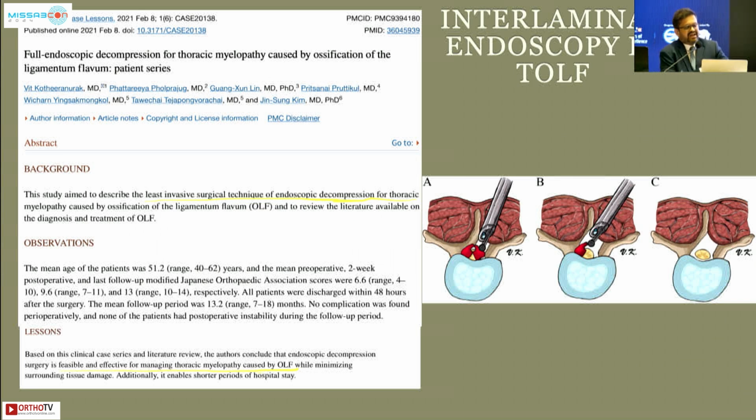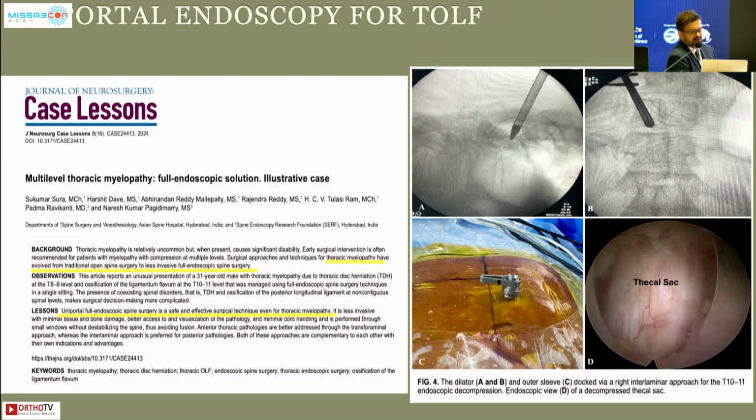Witt et al. have shown the safety and efficacy of a full endoscopic technique, and they have illustrated the maneuverability, better visualization, and good decompression using the full endoscope. Dr. Sukumar Sura has recently published an article in the Journal of Neurosurgery, which got published 2 days back. They present a case of a 31-year-old with a dual pathology. The patient had a disc herniation at T8-9 and an ossified ligament at T10-11, both of which were safely and effectively operated using the endoscope.